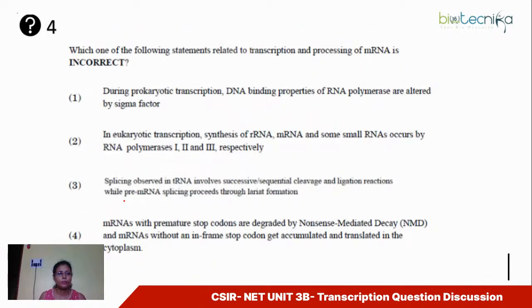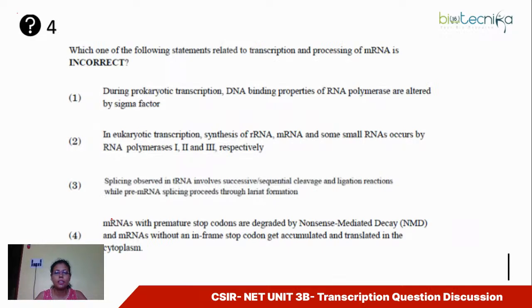Next question, question number 4. Those who are getting confused, please go back and revise your recombination. I have another transcription question, then I will give you replication for revision. So, getting back to the transcription question.